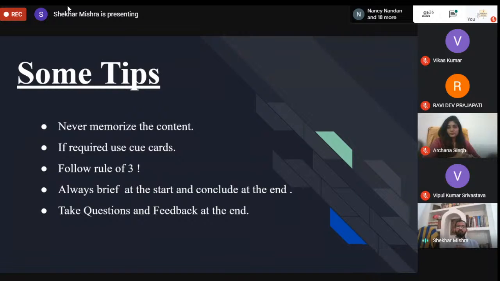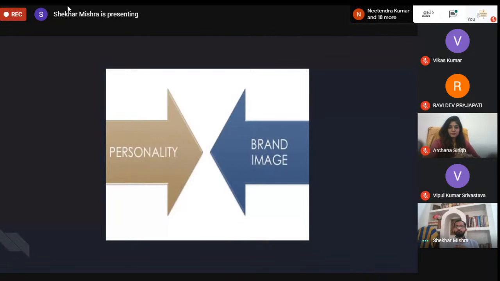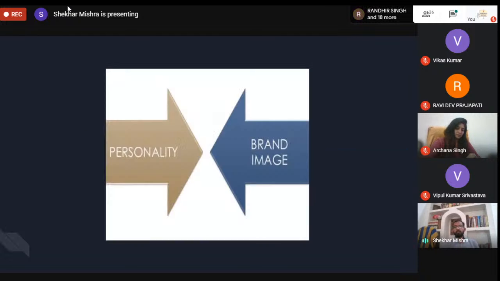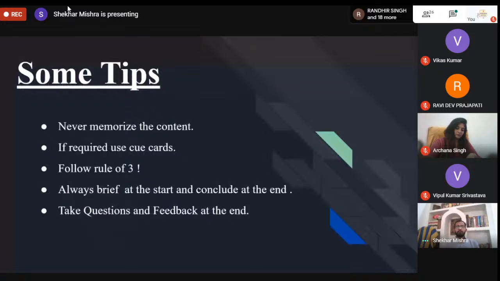Like I have done here, and also mentioned an image, 3 points versus more points. If you have 3 points, it will be easy to remember and easy to recall. So try to do it.